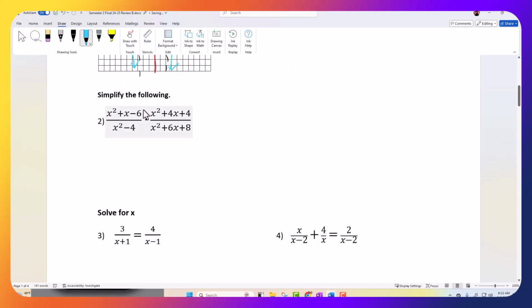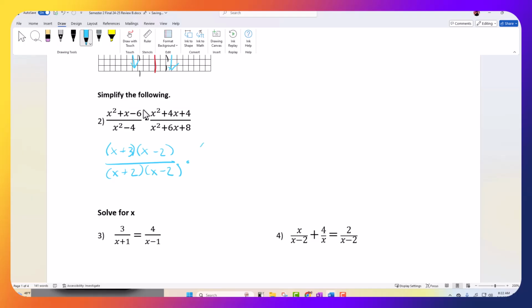The next one, we're going to simplify this. We want to multiply and divide. The way we're going to do it, though, is by factoring first. So my goal here is to factor the top, x squared plus x minus 6. That's what we just had. So it should be x plus 3, x minus 2 over x squared minus 4. That's a difference of squares, so that's one of the easy ones. x plus 2, x minus 2.